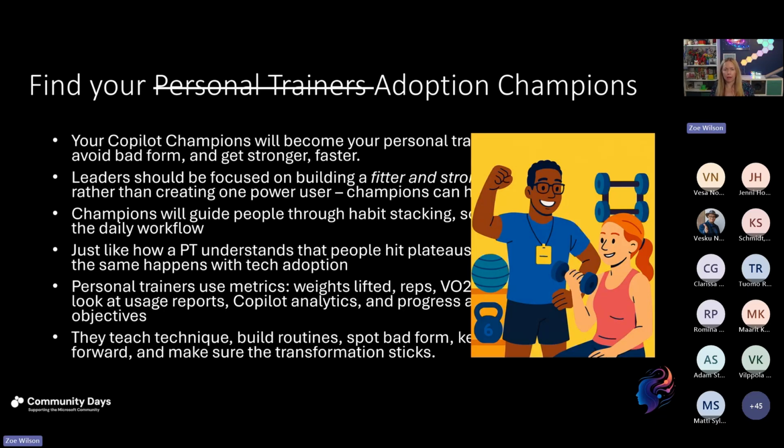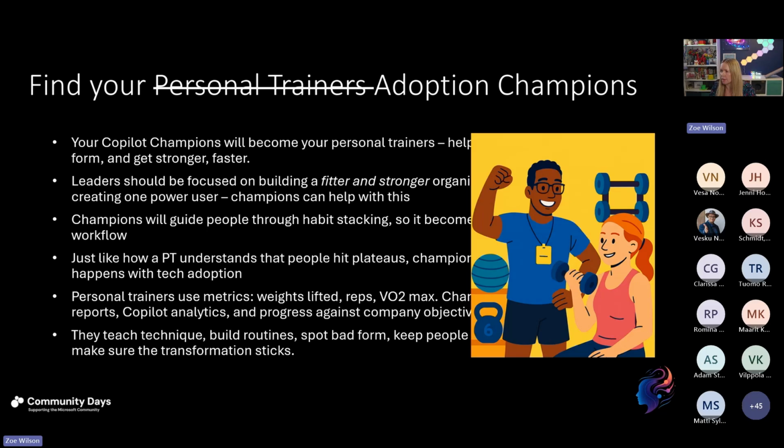And then as part of that, obviously, for those of you who have worked in the SharePoint space for some time, you'll be familiar with the concept of champions.